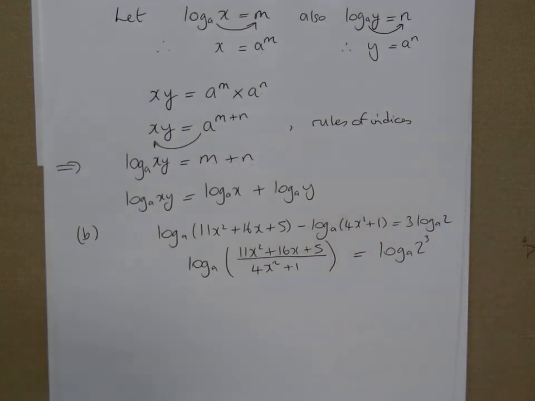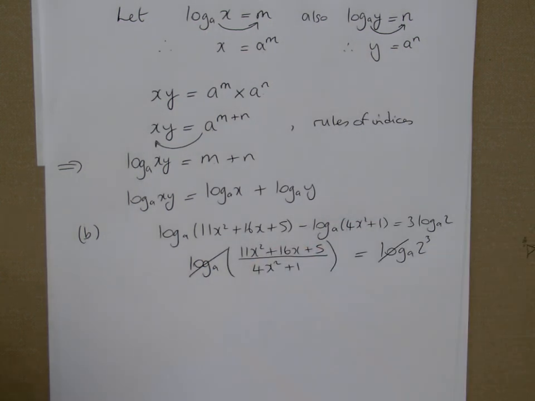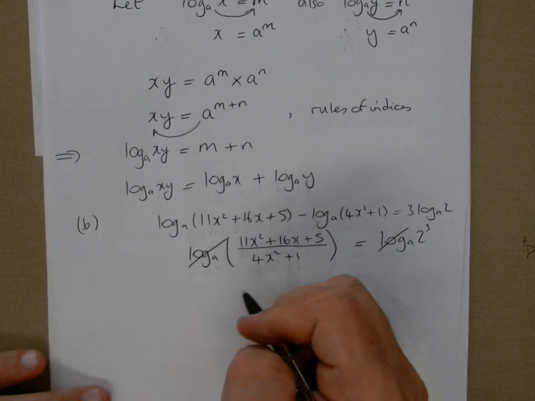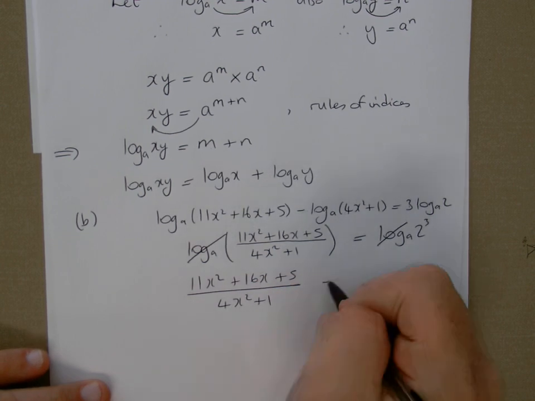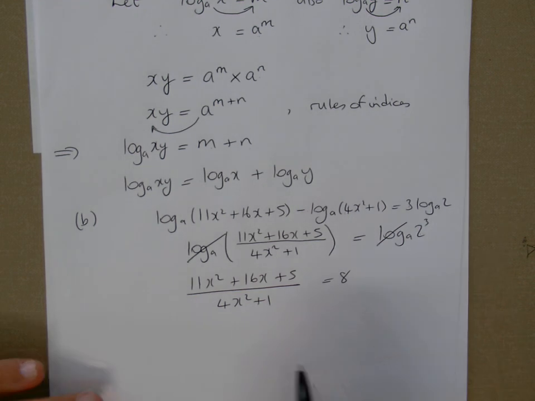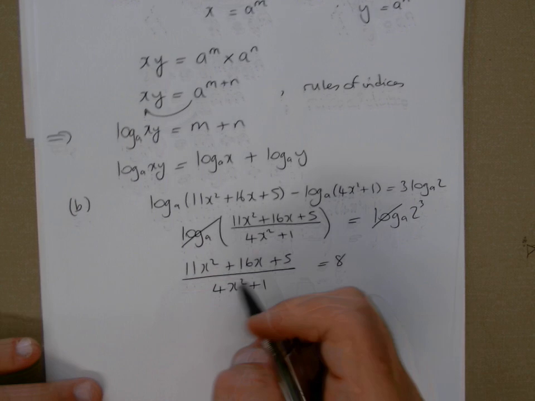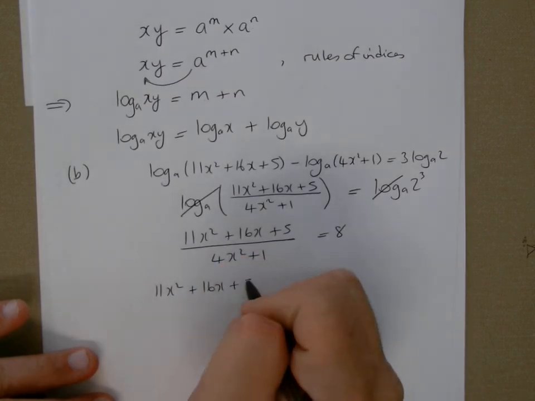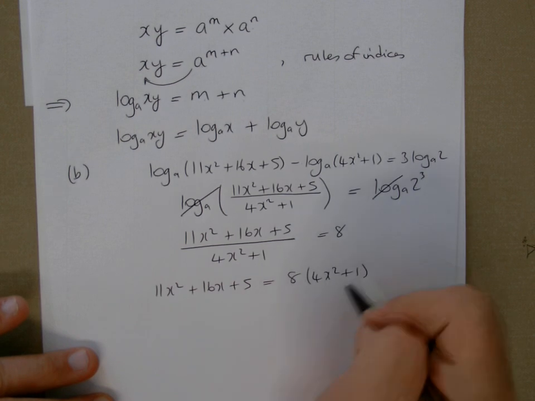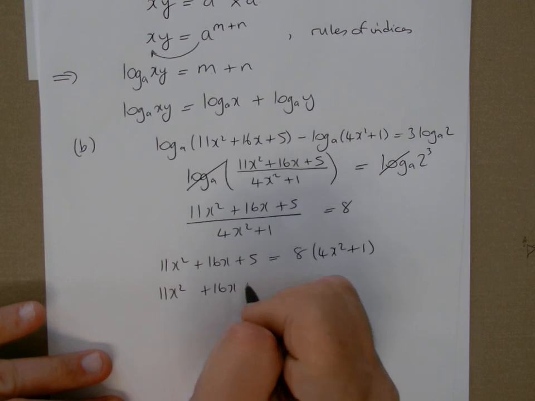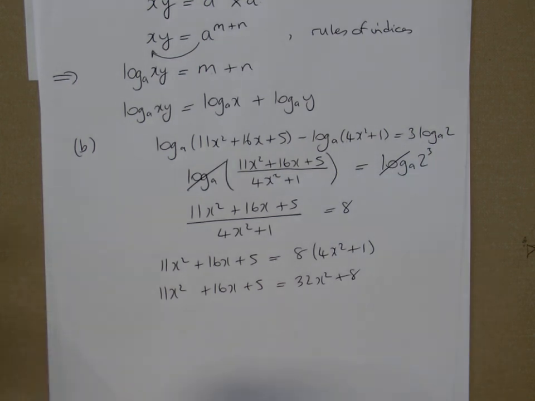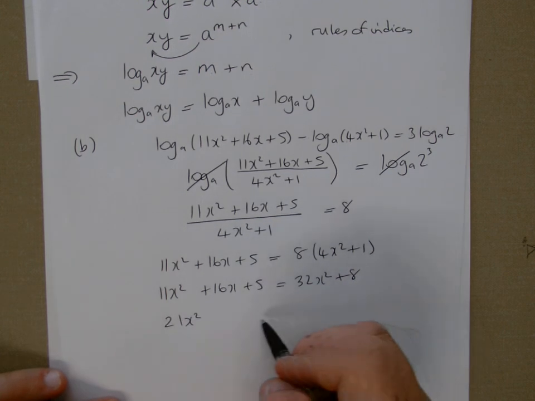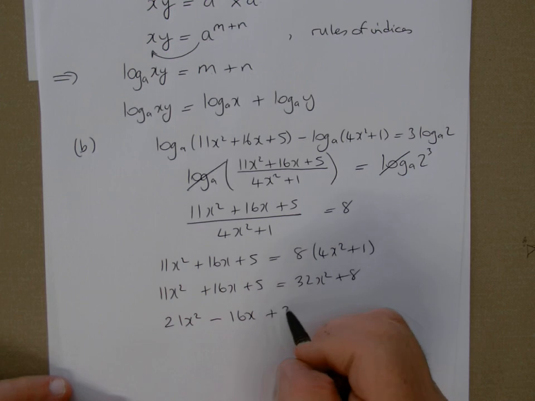Now, notice what we've got. We've got a single logarithm on the left-hand side, a single logarithm on the right-hand side. We can get rid of the logs. We can cancel the logs. We de-log on both sides. So we end up having 11x squared plus 16x plus 5 all over 4x squared plus 1 equals what we've got here. Now 2 cubed is 8. What I would do then is take the denominator up, so I'll have 11x squared plus 16x plus 5 equals 8 bracket 4x squared plus 1. When I multiply this out, I get 32x squared plus 8. And then get everything onto one side. So I'll get 21x squared minus 16x plus 3 equals 0.